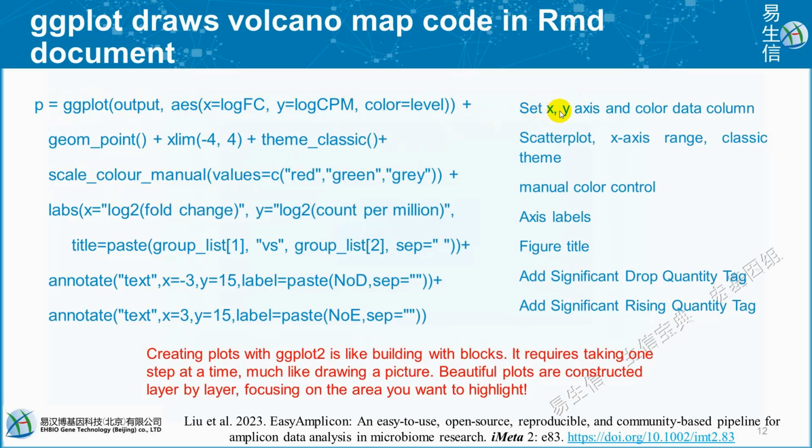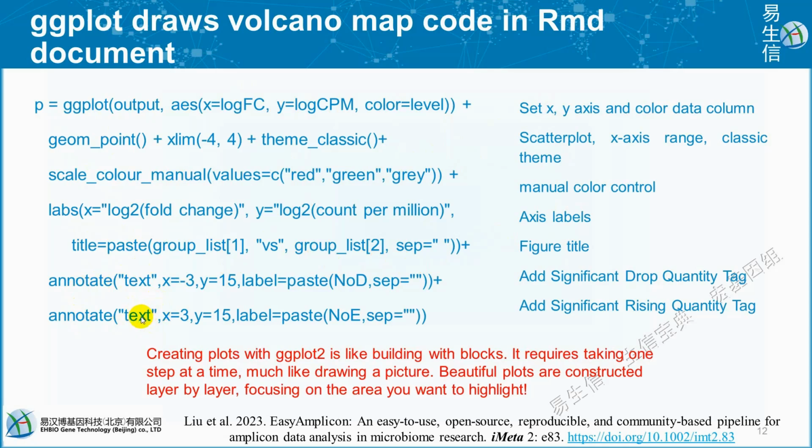Set the X and Y axes and the color data column like this, and this is for the scatter plot, the X-axis range and classic theme, and this is the scale color manual color control. You can do this, and this is for the axis label, this is for the figure title, this is to add the significant drop quantity tag, and this is to add the significant rising quantity tag. If you want to change, you can change here.